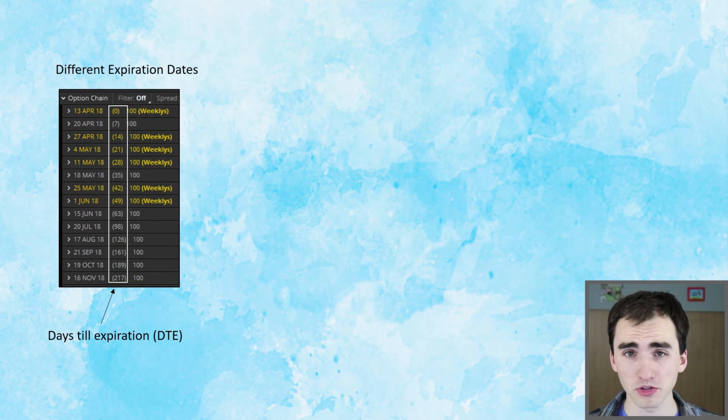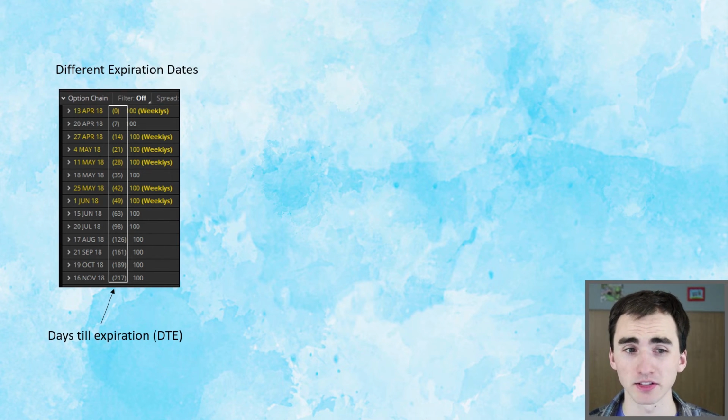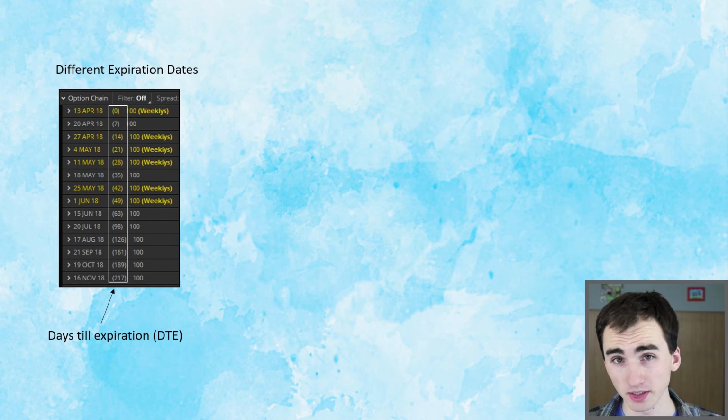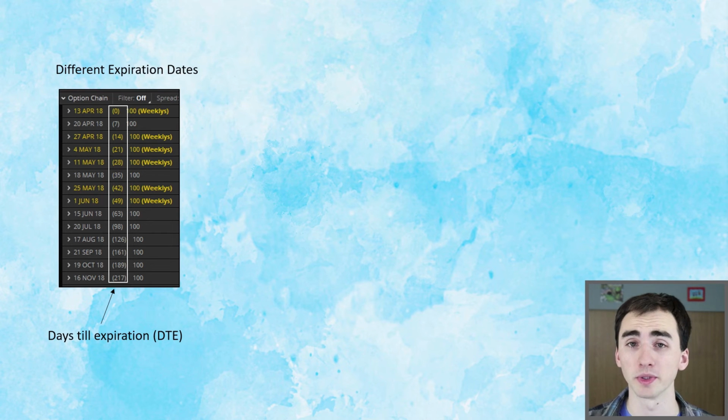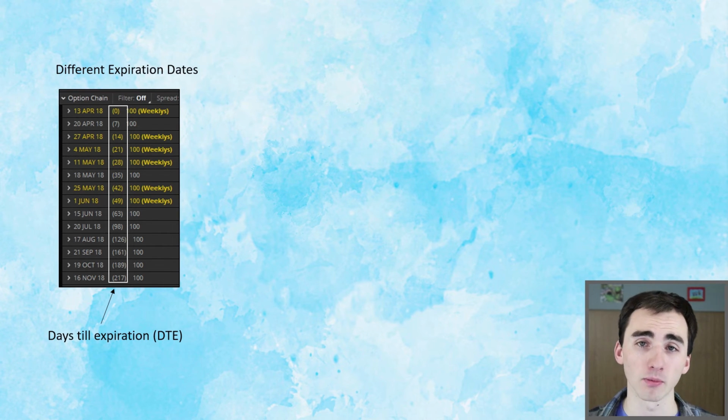So here on this options chain, you can see all the different expiration dates there are. In that highlighted box, those are the days till the expiration. So the ones with 0 are going to be very cheap, and the ones with 217 days left are going to be a lot more expensive.